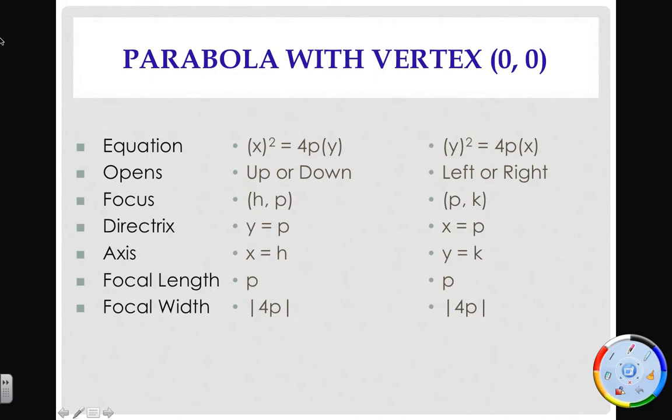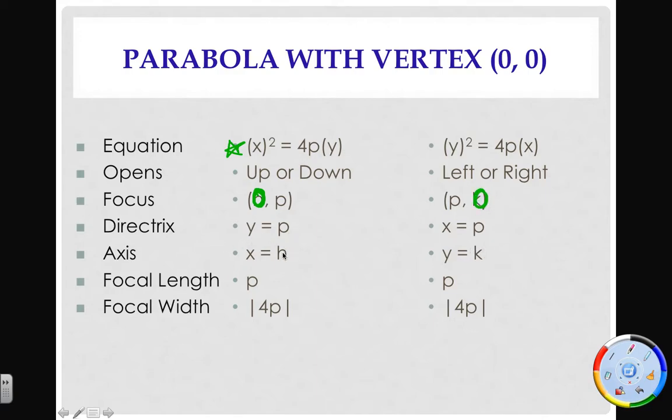with the vertex at 0, 0, there are two sets of equations here. The left set, or not equations, there's really only one equation. The first equation for this particular parabola is x squared equals 4py. Remember, p is the distance from vertex to focus. Make this a 0, I typoed that. That's supposed to be a 0. And this is also supposed to be a 0.